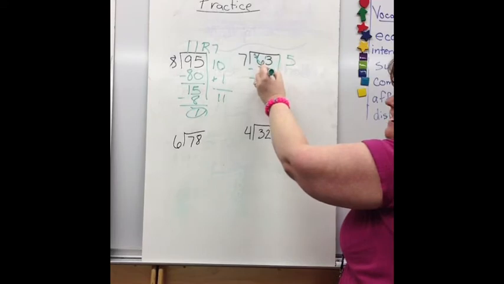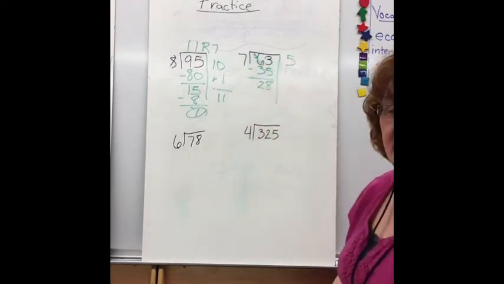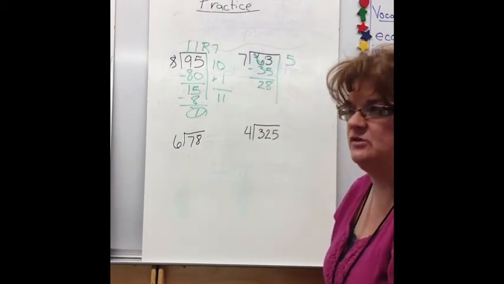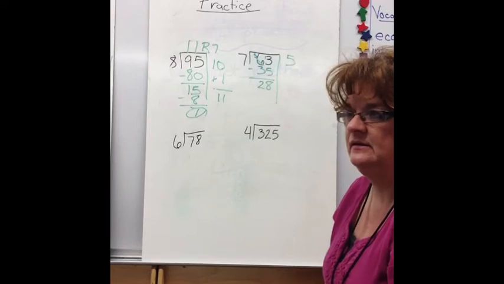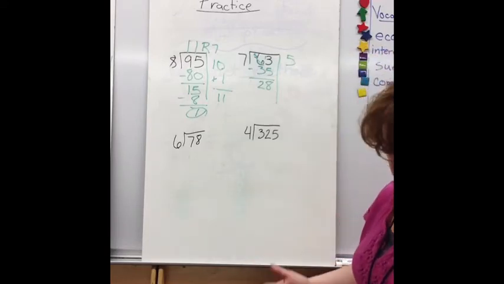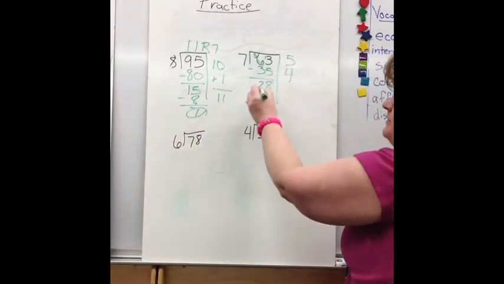Let's see. 13 minus 5 is 8. So I'm down to 28. Now I do know that 7 times something is 28. Okay, if I'm not sure, I can use a different number. I could use the number 2, I could use the number 3, but I do know that 7 times 4 happens to be 28.